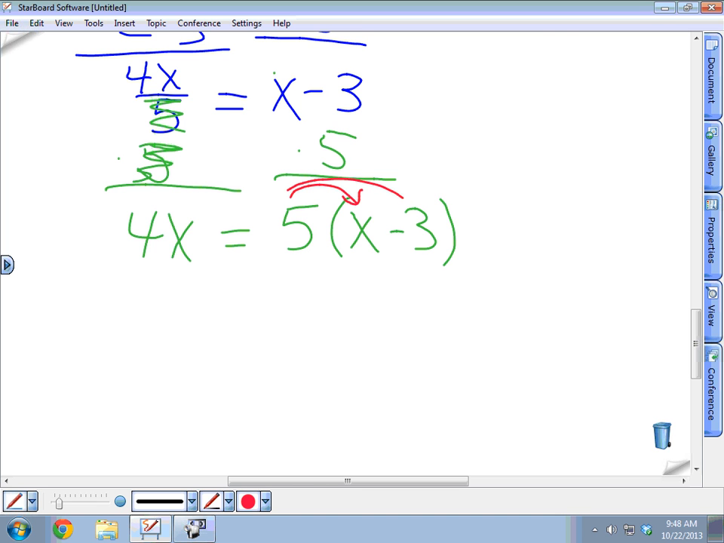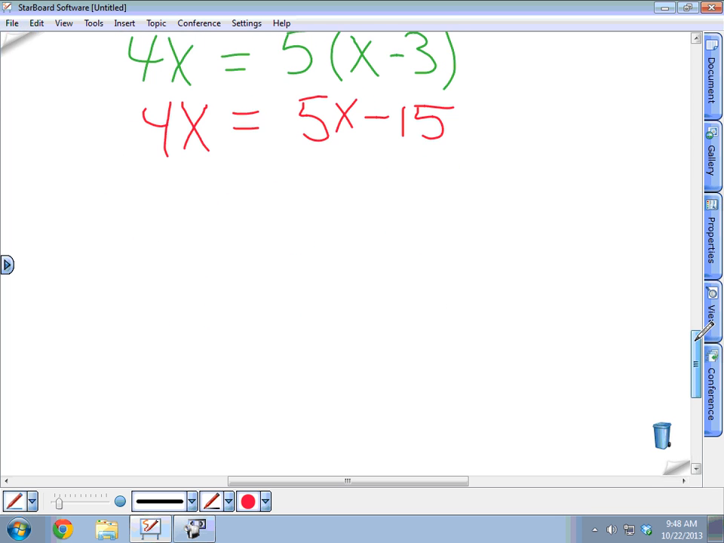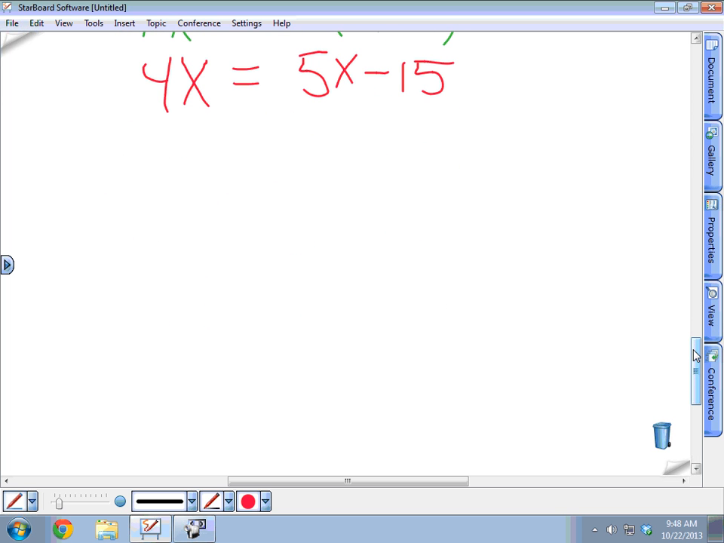Everybody gets the Snickers bar. Everybody gets in there. And my 4x stays there. So Nathan, how will I use the distributive property? What's it going to be? 5x minus 15. Okay. And now notice what I have. Now I'm back to very simply what I started with in the beginning.